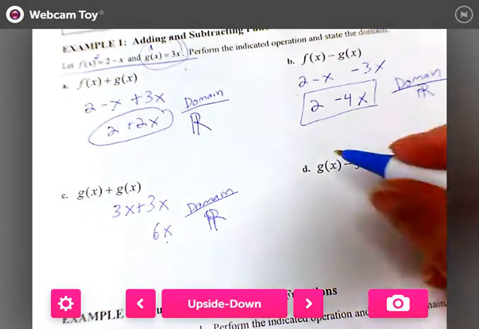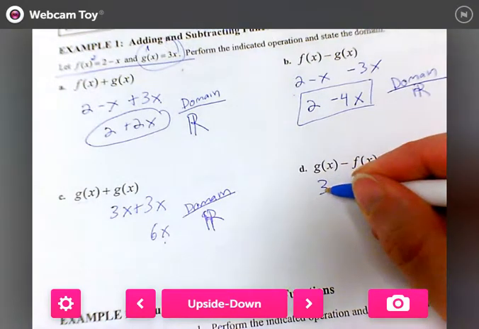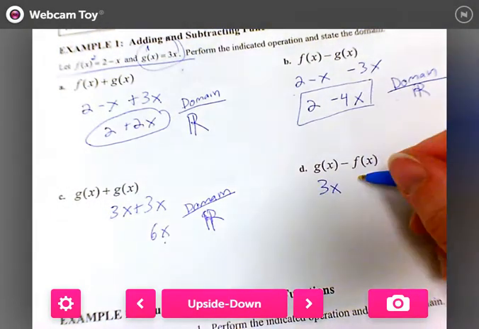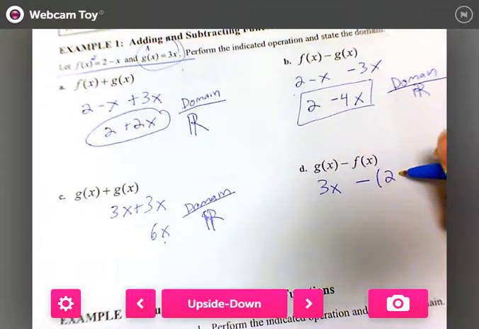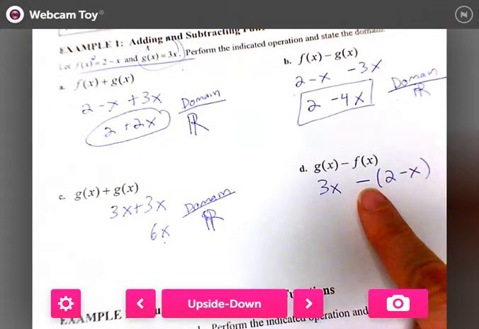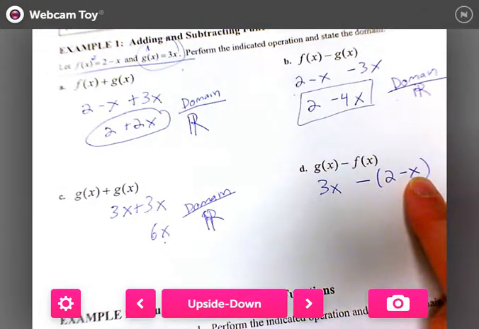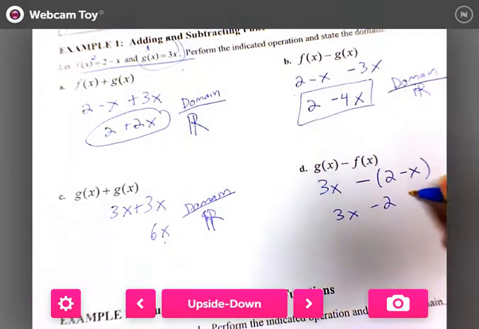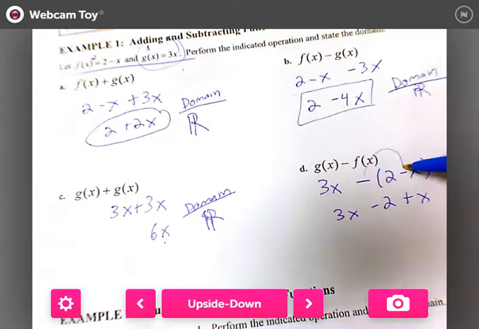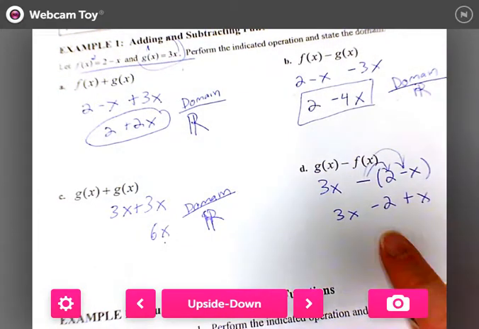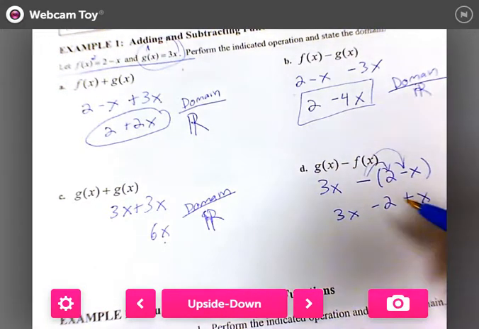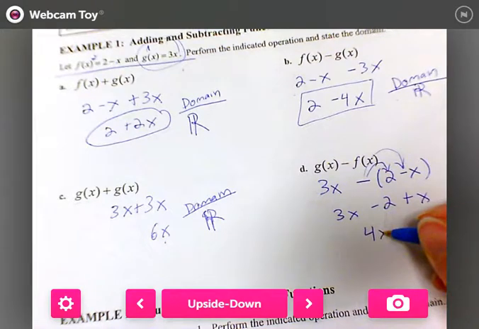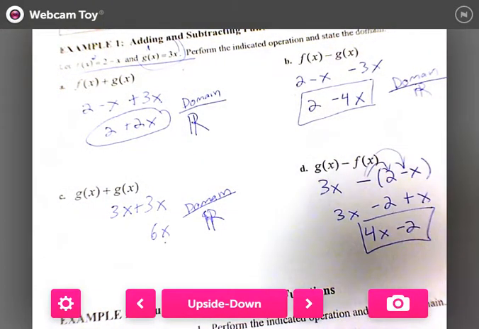D. g of x is 3x. Now you have to be careful with this. This is minus 2 minus x, so that negative sign has to be distributed. So we get 3x minus 2 plus x, because a negative and a negative makes a positive. So 3x plus x is 4x. Minus 2 is my answer, and my domain is still all real numbers.